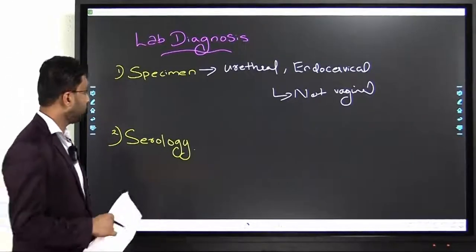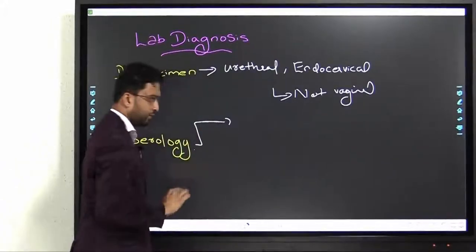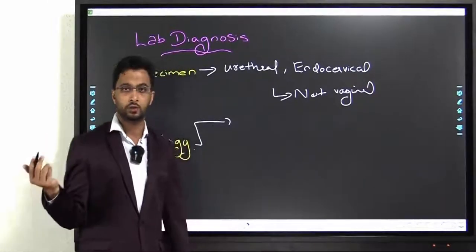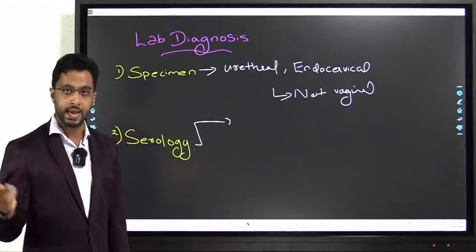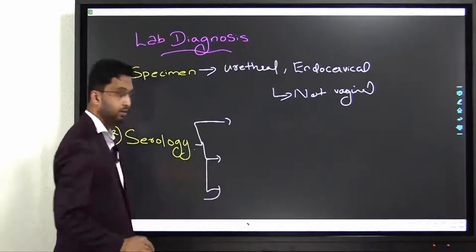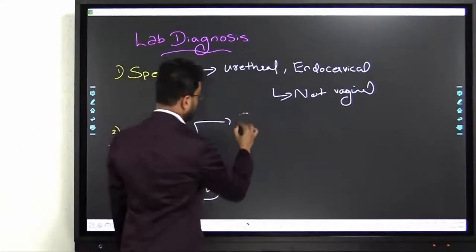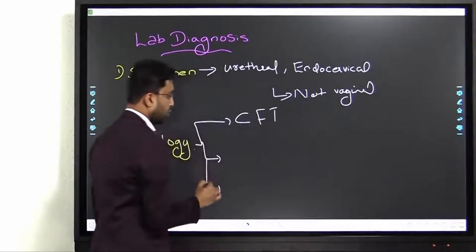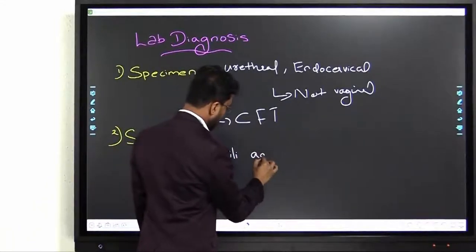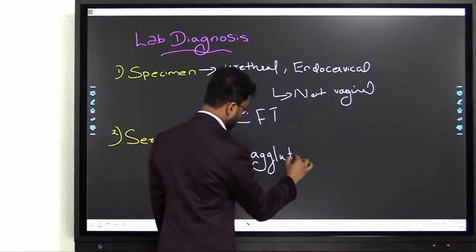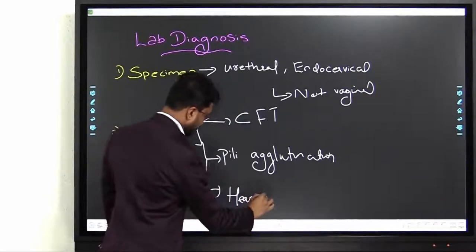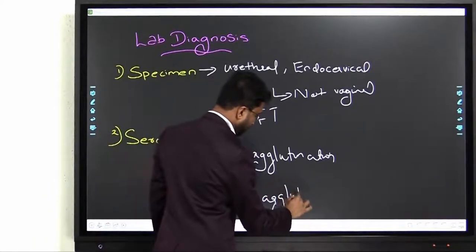Then coming on to serology, you have to know. What is serology? Serology is something which detects antigen or antibody. Any test which detects antigen or antibody is serology. We'll go into detail about antigen-antibody reactions and hypersensitivity later on, but just write the names down and try to memorize them, photographic memory. It is the complement fixation test, CFT. Pili agglutination test, and heme agglutination test. There are a lot more, but at least remember this much.